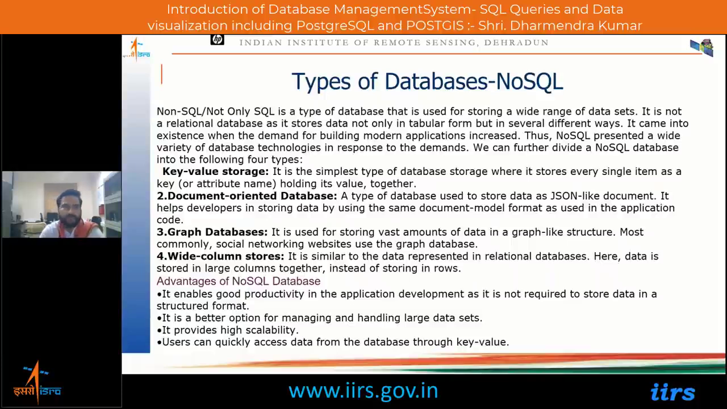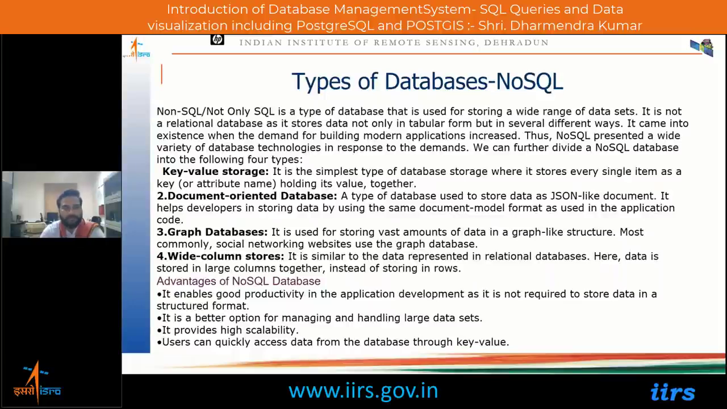We can further divide NoSQL databases into 4 types. Key value storage is the simplest type of data storage, where it stores every single item as a key, holding its value together. So it's like a linked list type of thing, where one data set is connected to another data set and there is nothing more. The second type is the document oriented database. This type of database is used to store data as JSON-like documents. It helps developers store data by using the same document model format as used in the application code.